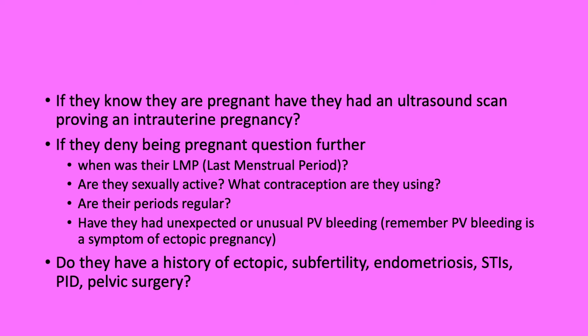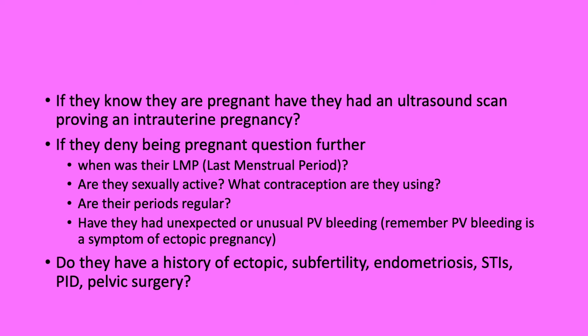And obviously, are they sexually active? Full stop, is a very helpful question. If they say, I haven't had sex for a year, then again, you've ruled out ectopic pregnancy. So you need to dig a little deeper. Don't take things at face value. And as I said before, remember that PV, vaginal bleeding, is a symptom of ectopic pregnancy. So bear that in mind.